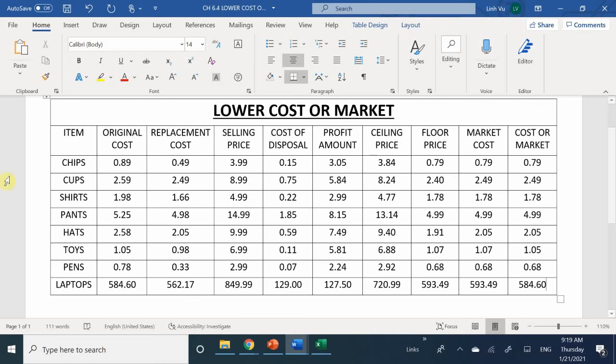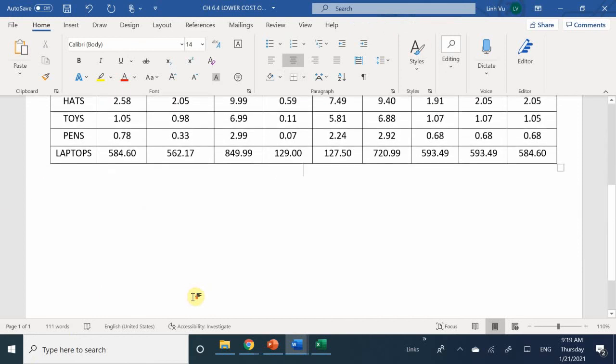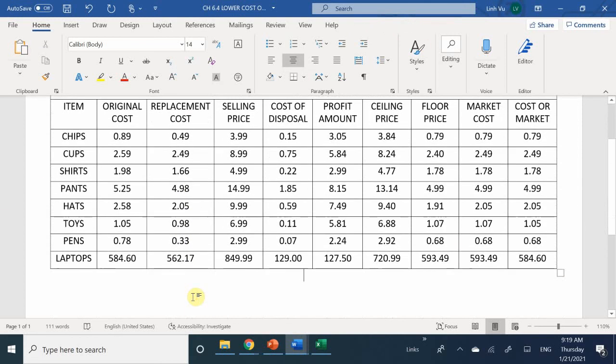This is just an applied example here. Okay, so you guys know what's going on and understand this. Any questions in regards to the lower of cost or market?